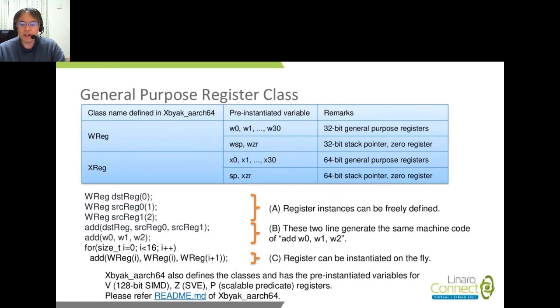Register instances can be made on the fly, like the sample C. Xbyak AI also defines the classes for 128-bit SIMD registers, SVE registers, and predicate registers. Please refer to the README file of Xbyak AI.